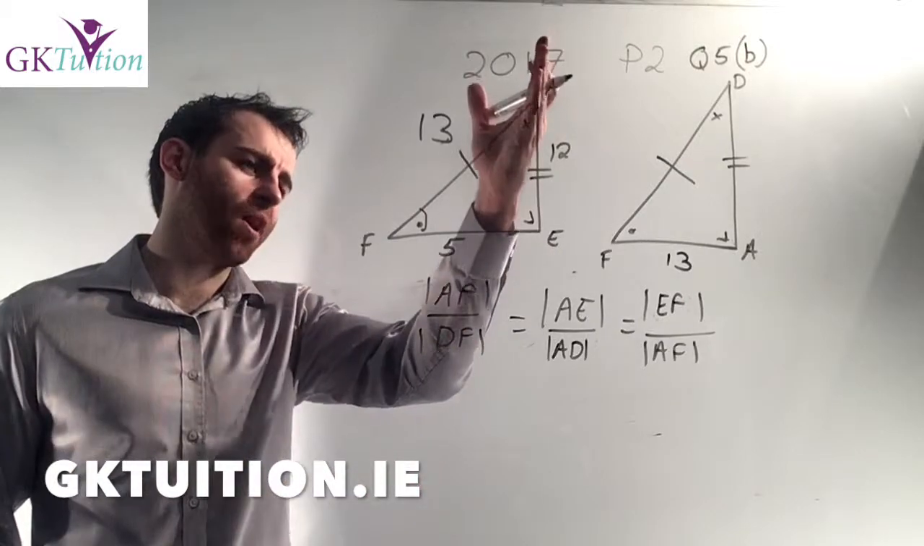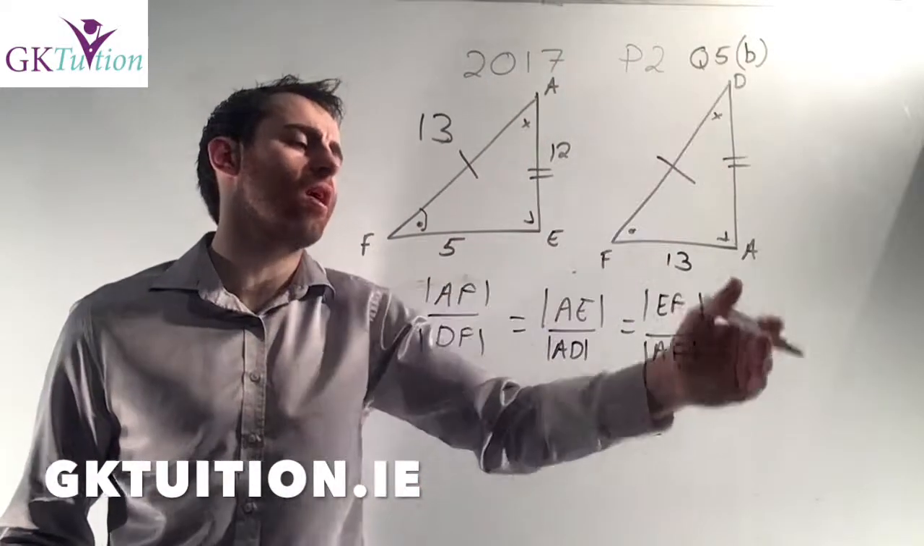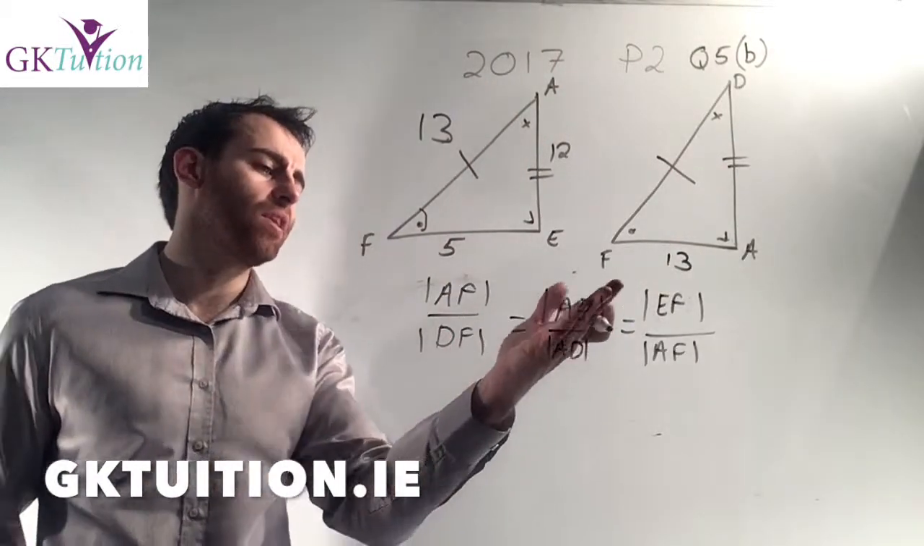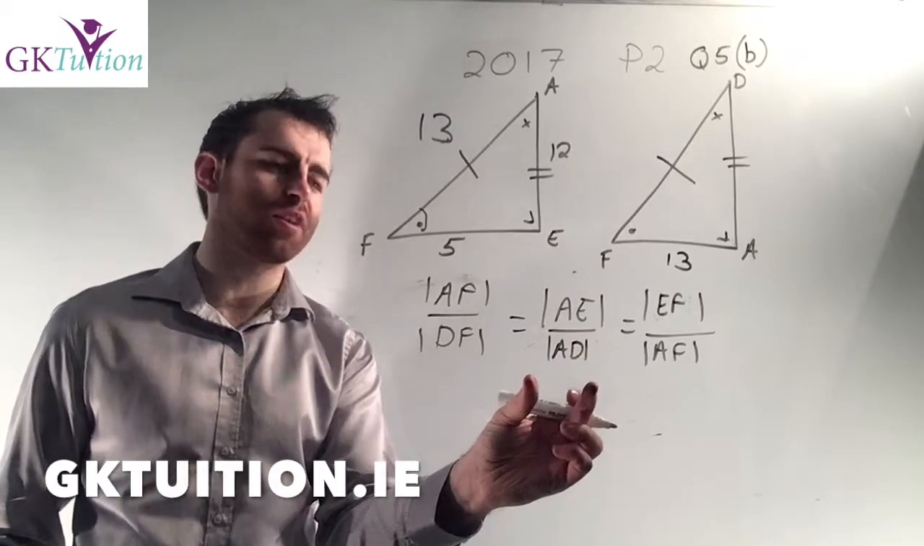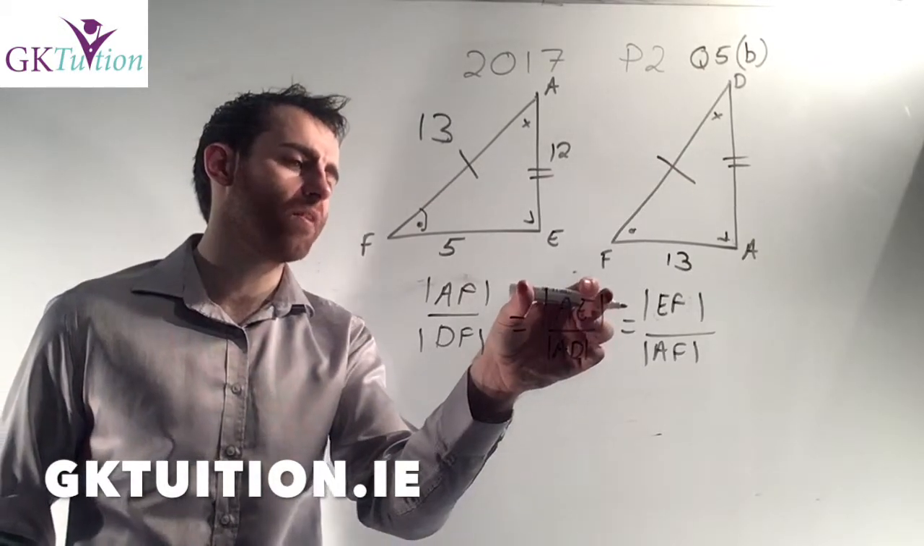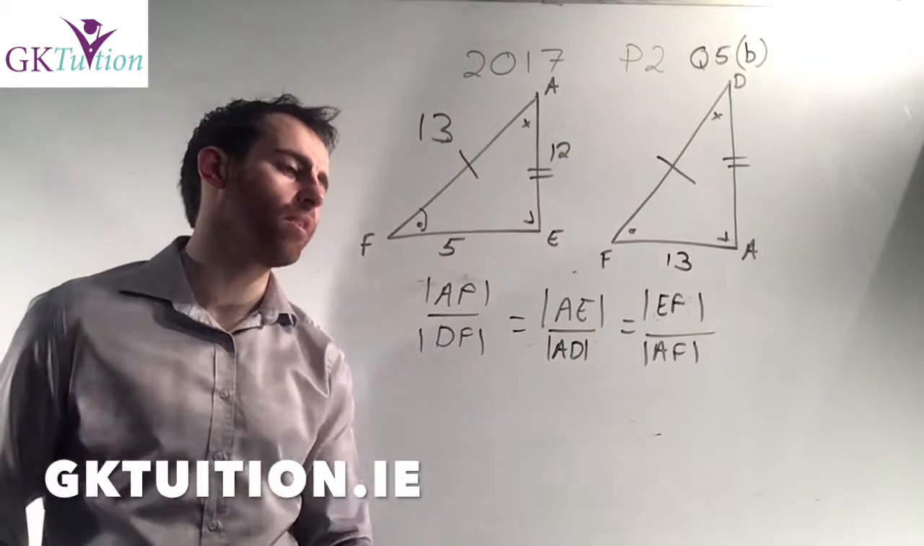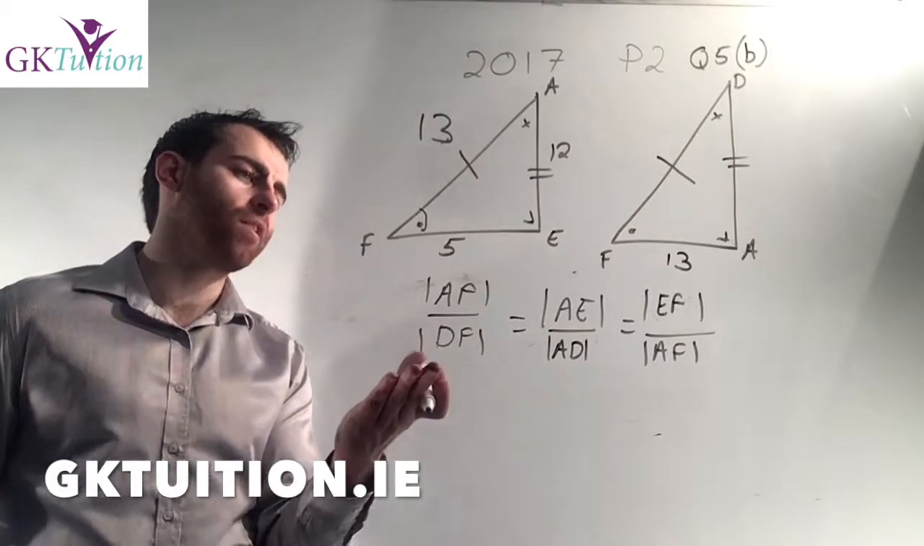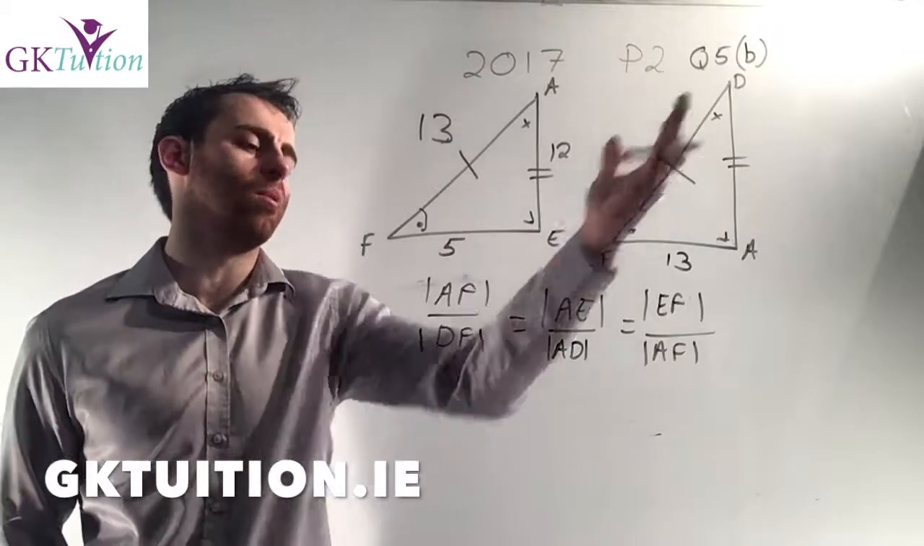The question is to find AD. So I'm looking for the side of this one, which means I definitely need to use this fraction: the side of the one on the left over the side of the one on the right. And AF over DF at the moment is no good to me because I don't know what DF is.